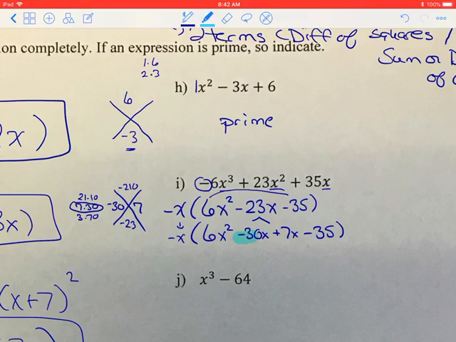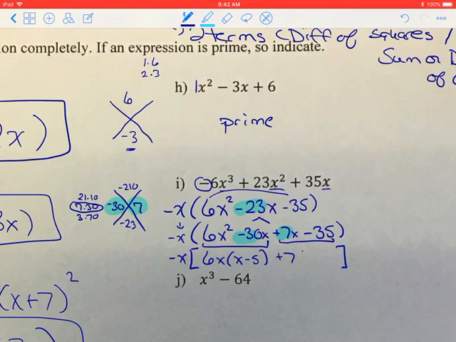Okay, so these two numbers should add to make this one, and I'm getting those numbers from right here. All right, so bring down your negative x. Now I want to do my factoring by grouping. So I'm going to keep some brackets here to help me out. I can take out a 6x. That will leave me x minus 5. With my last two, I can take out a 7, and that'll leave me x minus 5.